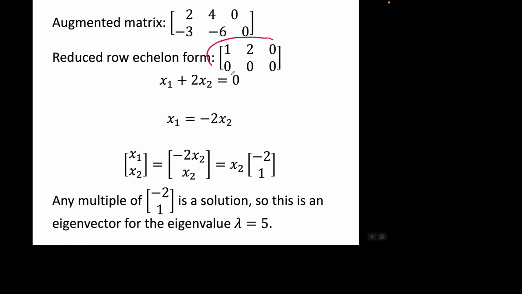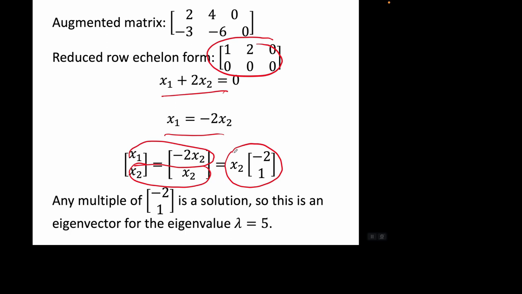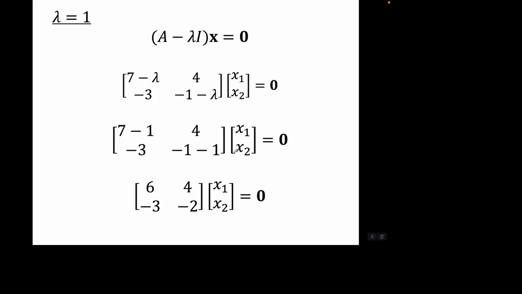Get it in reduced echelon form. That's what we have. So this is x1 + 2x2 = 0. In other words, x1 equals -2x2. So x1 is -2x2. x2 is simply x2. Therefore, (x1, x2) is x2 times (-2, 1). Any multiple of (-2, 1) is a solution. So this is an eigenvector for the eigenvalue λ = 5.